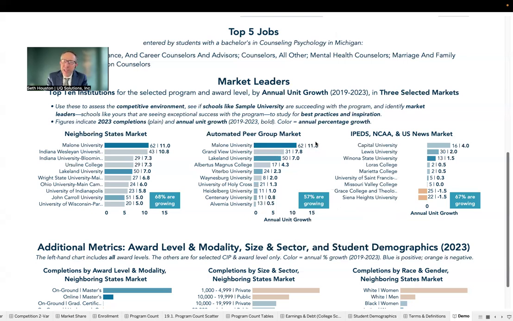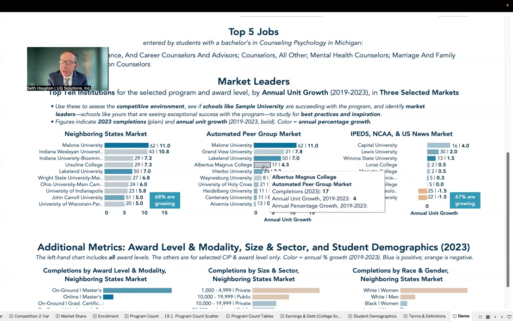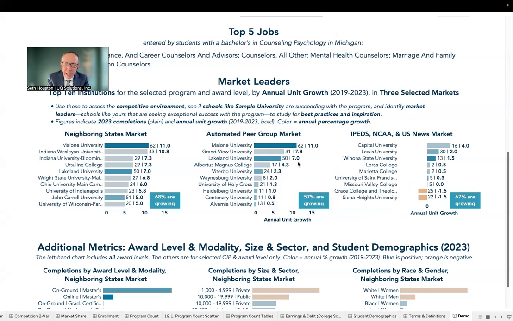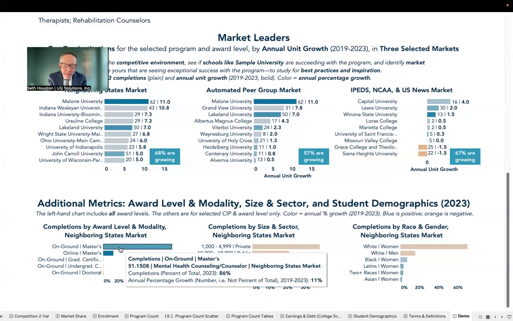These are people who we can study for best practices and inspiration if you want to think about offering this program. So if we're going to launch this program at our school, we might want to study how these schools are structuring the curriculum, how they're marketing the program, any partnerships they have, what the pricing is like, all those kinds of things, which gives us some really wonderful examples to look at as we design this program at our institution.